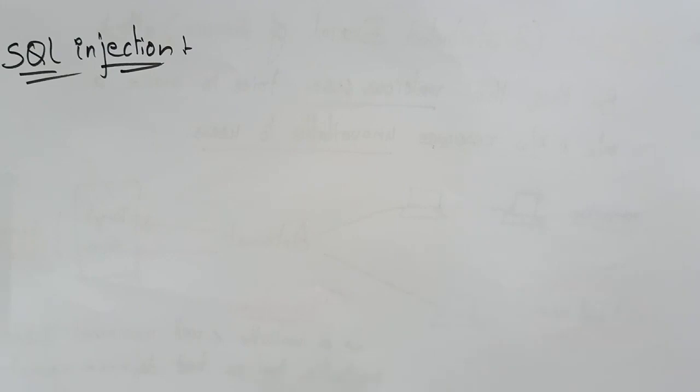So in the previous video, I explained one of the web attacks, the cross-site scripting attack and its prevention, and the distributed denial of service and its prevention. Now in this video, I want to explain the SQL injection. This is one type of web attack, and let's see what this SQL injection is and what the prevention of this SQL injection is.